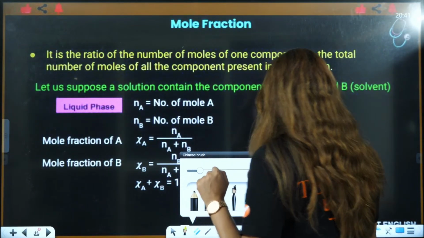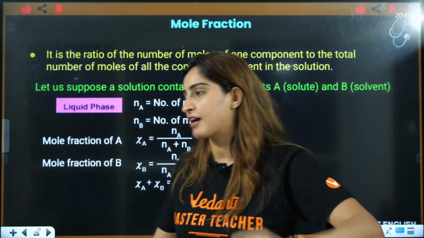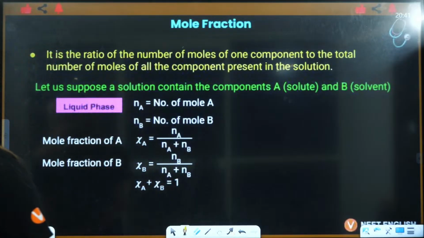Now, next thing is mole fraction. The next concentration term is mole fraction. So shall I start with mole fraction, everybody? Volume of solution here, why is it not in milliliter or liter here? Ma'am, where is the volume of solution?